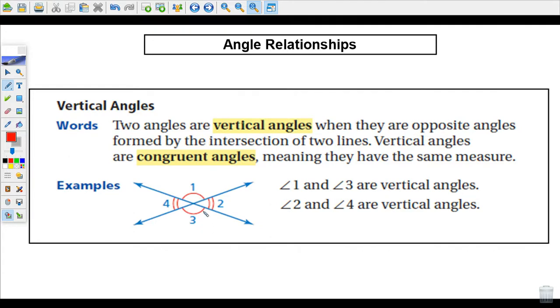In this picture, angle 1 and angle 3 are vertical angles. There's another pair, angle 2 and angle 4 are also vertical. Unique thing about vertical angles is that they have the same measure. So that actually means angle 1 is equal to angle 3. Likewise, angle 2 is equal to angle 4. So vertical angles are opposite and equal.